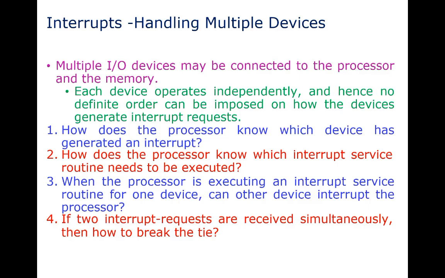If at the same time multiple devices generate requests, the processor needs some logic to determine which request to give high priority. That decision-making mechanism is called priority arbitration.